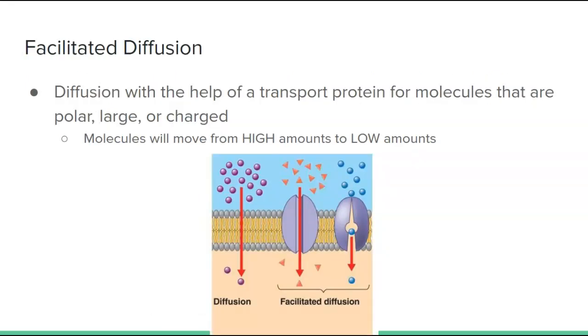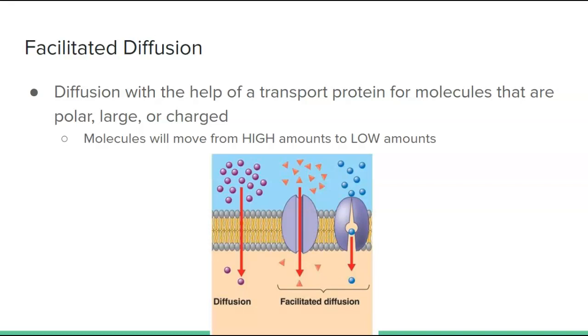Another type of this movement is called facilitated diffusion. And facilitated diffusion is just diffusion with a little bit of help from an outside source. In this case, it's the help of a transport protein, so one of those proteins that's found in the cell membrane. So this is used to move molecules in and out that are polar or large or charged with some sort of ion.